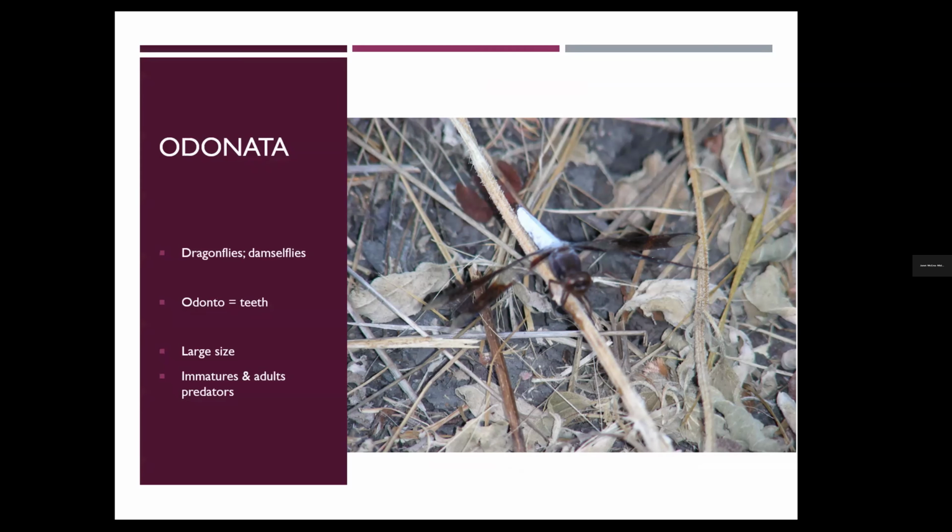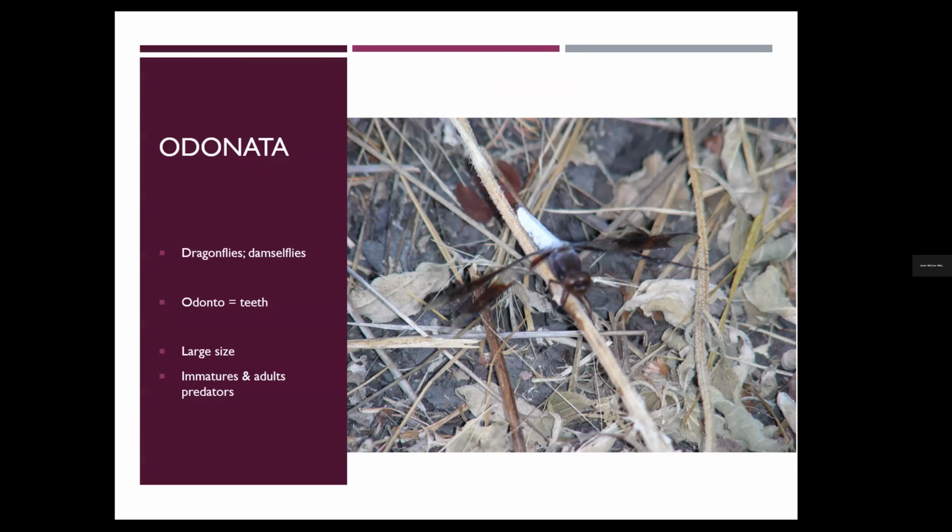And looking at the differences between the dragonflies and the damselflies, these are in different suborders. Our dragonflies are on the left, damselflies on the right. Dragonflies are going to be more stout of body. They are going to usually hold their wings out when they are at rest.